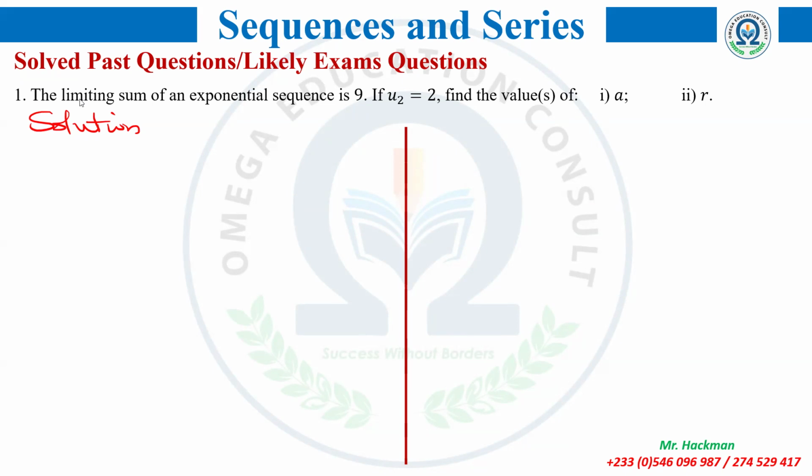Take note: limiting sum is the same as sum to infinity. So anywhere you see limiting sum, it means sum to infinity, and the two can be used interchangeably. Am I clear? Yes, so that's all. This is the only note in the question.